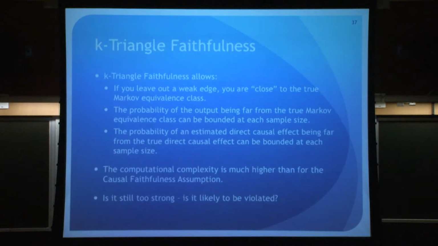The price you pay for that is that the computational complexity is much, much higher than what we had, for instance, in the case of lambda faithfulness. So it's not so clear how useful this would be in practice. And then there's the second question of, is it still too strong? Is it still too likely to be violated? I think you can set it up so that it's less likely to be violated than lambda strong faithfulness, but I don't know, it still may be wildly implausible.